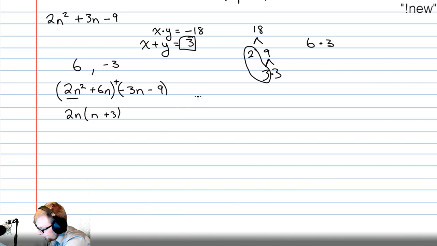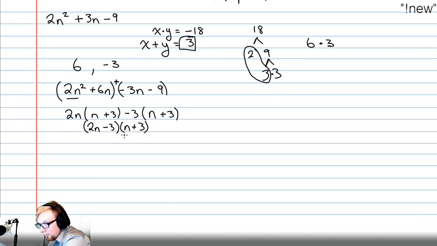Next one, minus 3. And then on the inside you have n plus 3, because negative times a negative is a positive, or negative divided by a negative is a positive. Good. Which equals 2n minus 3 and then n plus 3.